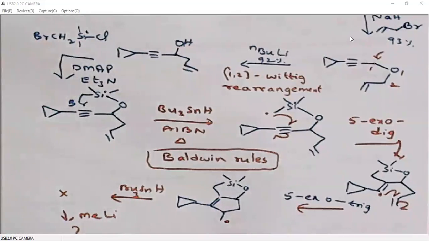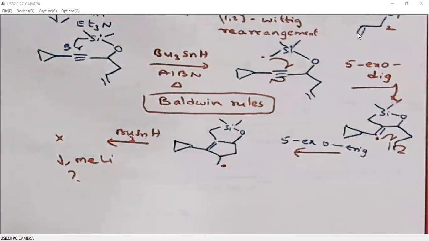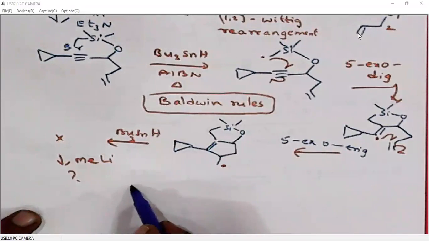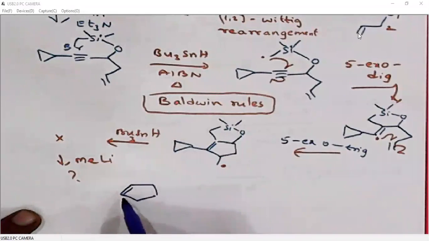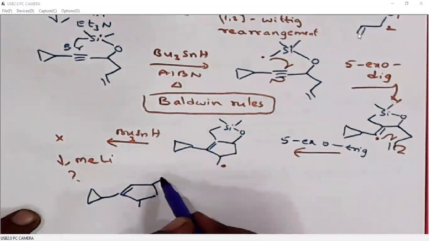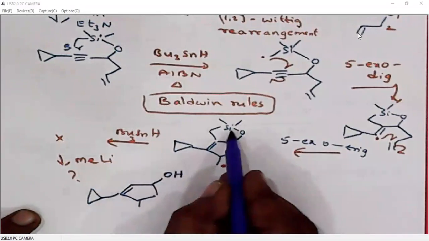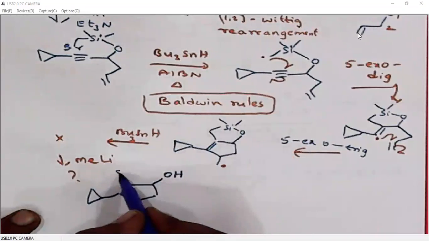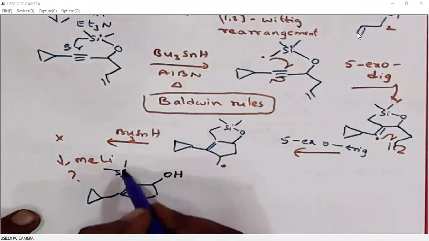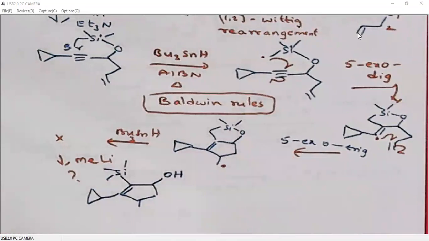When we treat this with methyl lithium, what is the product? I'll give the product here. When we treat this with methyl lithium, it will attack on silicon. So the silicon-oxygen bond will break down. So it becomes trimethylsilane. This becomes OH.